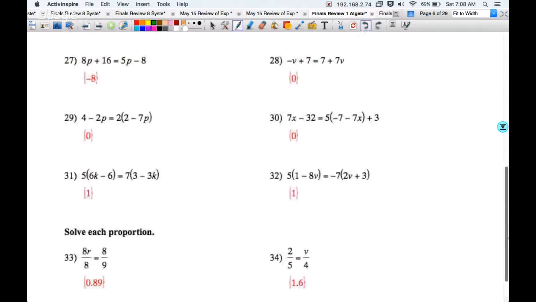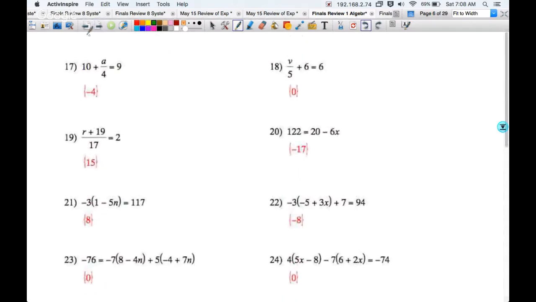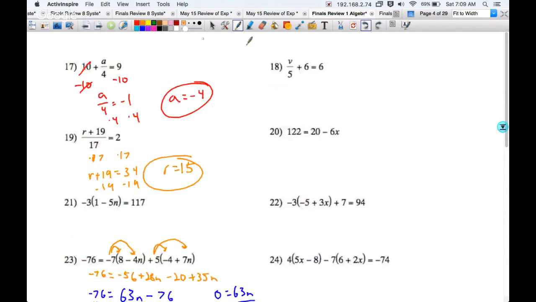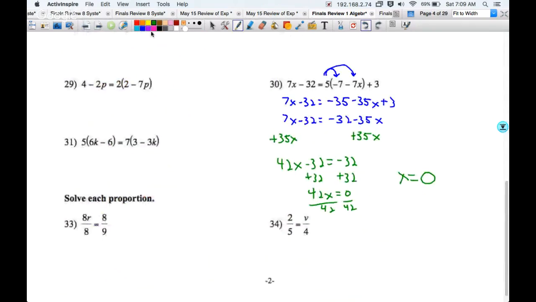Yep, number 30 was 0. And I don't see any that have no solution, so we don't have to go over one of those. Let's go over the proportion at the bottom here. In order to solve a proportion like number 33, we start by cross multiplying. Well, actually, 33, you could cross out these 8s, and now you just have r equals 8 over 9. And you're done there. Let's look at 34.